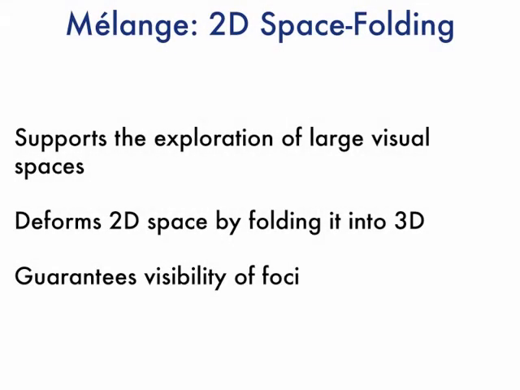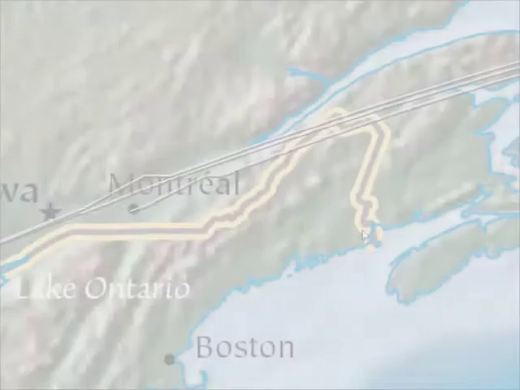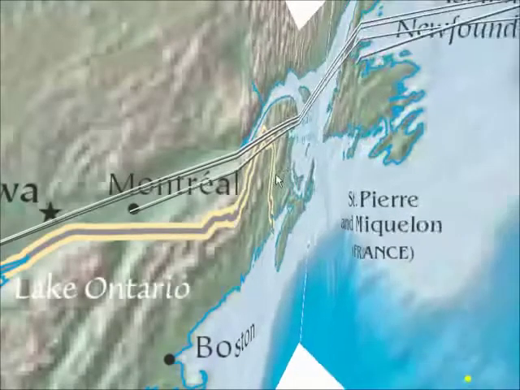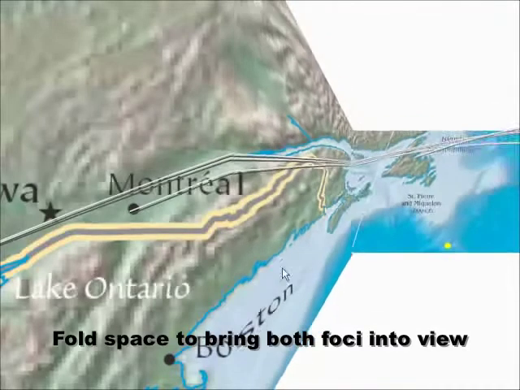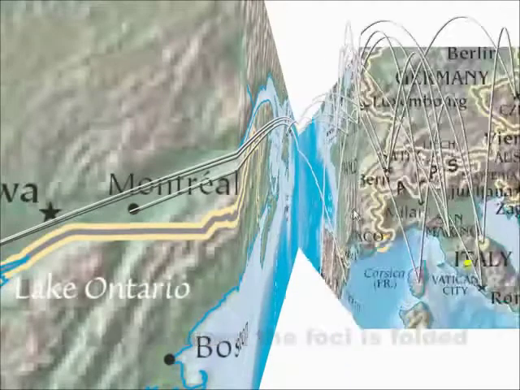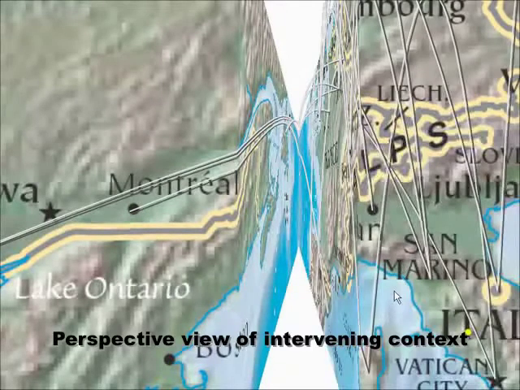We introduce Melange, a space folding technique that deforms two-dimensional space into three-dimensional space to guarantee visibility of all foci. Here, instead of zoom and pan operations, the user is able to deform the space to bring both Montreal and Florence in view at the same time. The space between the foci is folded similar to how a piece of paper is folded, providing a perspective view of the intervening context. Additionally, the fold regions can also indicate the distance between the foci.